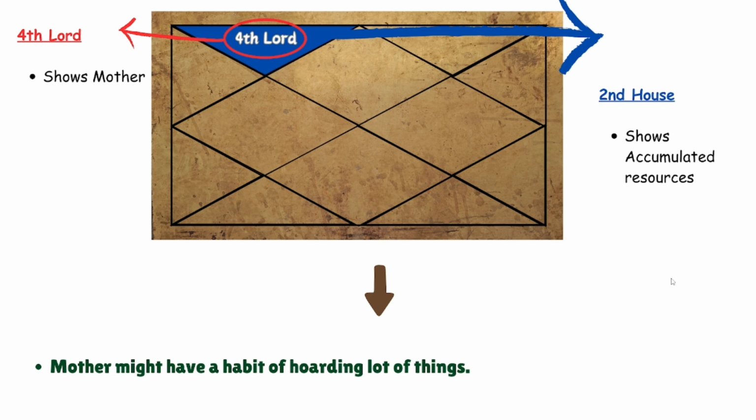Fourth lord shows mother, and the second house shows accumulated resources. So the mother might have a habit of hoarding things, or it can be as simple as a hobby to accumulate certain types of specialty items, or it can also be considered that the mother might have a maximalist attitude, who likes to hold a lot of things in the home.